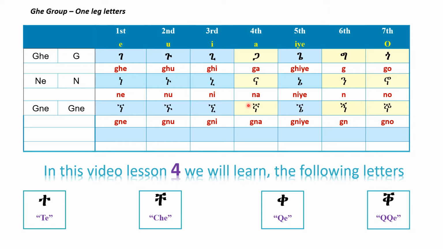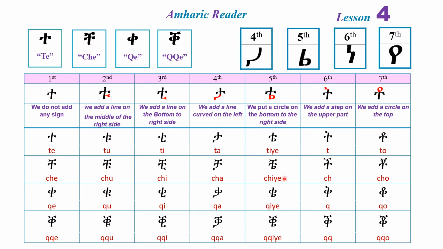Now we learn 4 more letters in this group. Te, Che, Ke, Re. Te, Tu, Ti, Ta, Te, T, To. Let us see how we put the signs in this group.